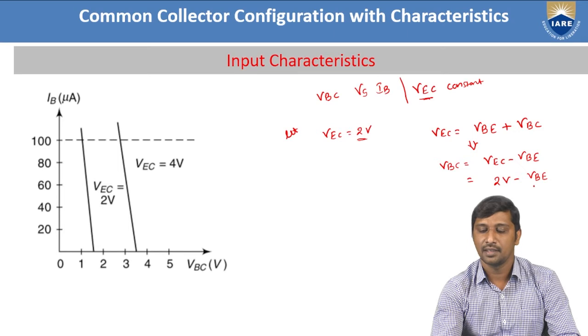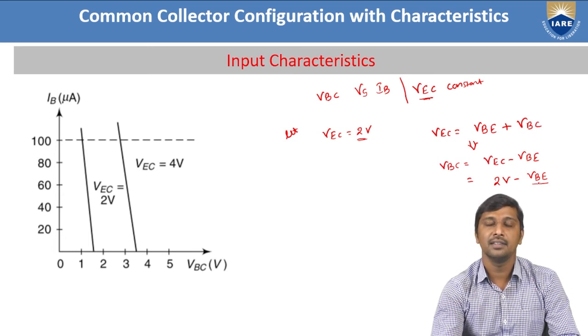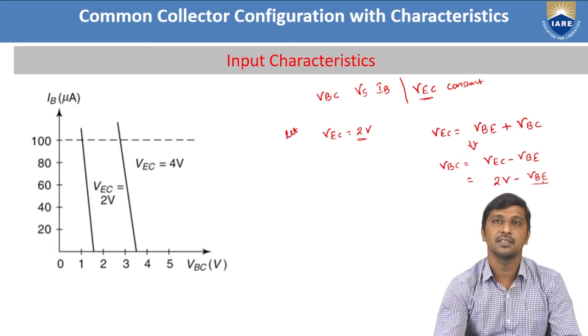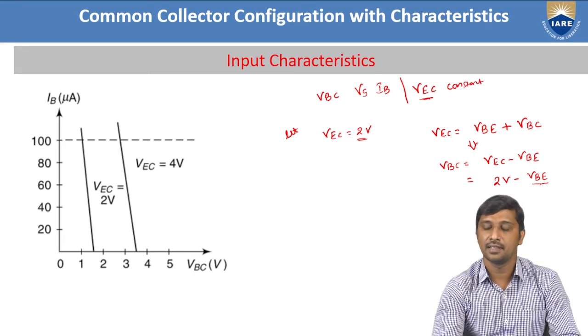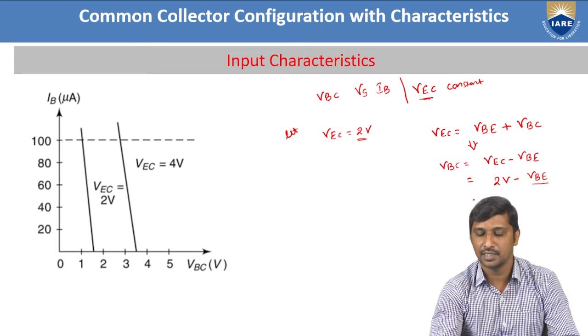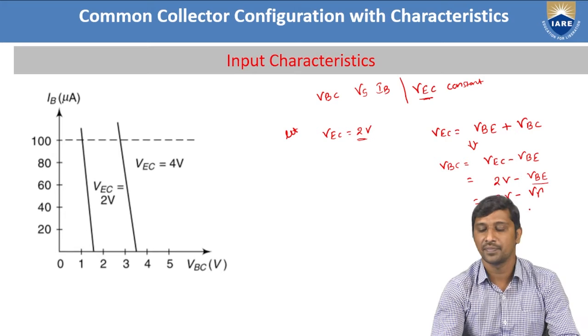So that is the reason. From this configuration, this is the one junction voltage, the junction between base and emitter, and this junction acts as a forward bias junction. So that is the reason. When that particular junction is forward biased, the voltage drop across it is equal to the cut-in voltage. Hence, here I represented that one: 2 volts minus the cut-in voltage, which I represented as V gamma.